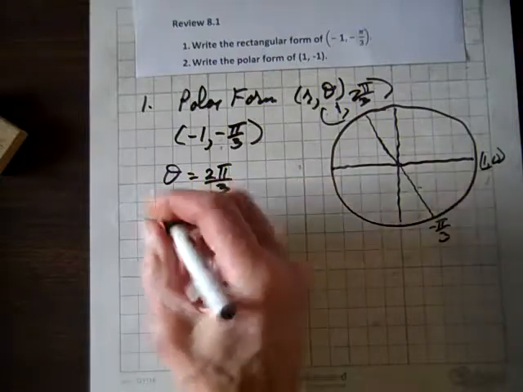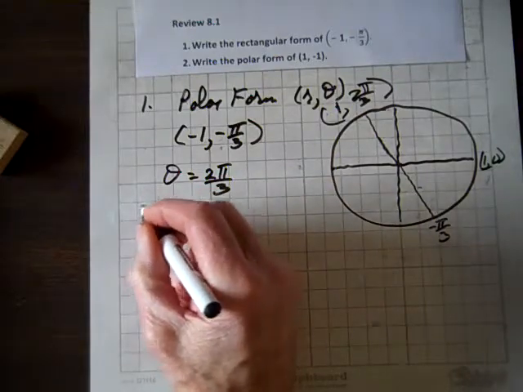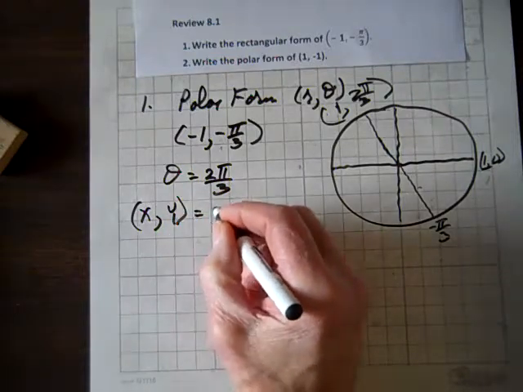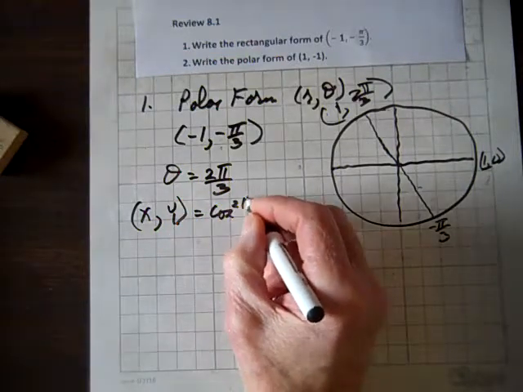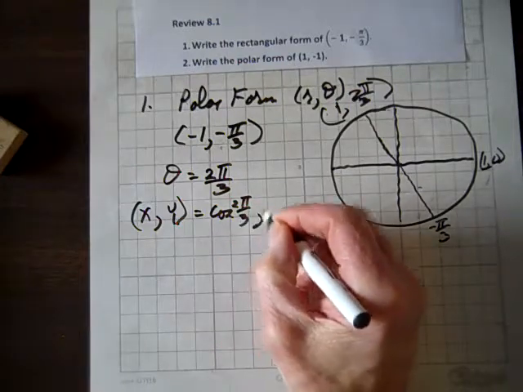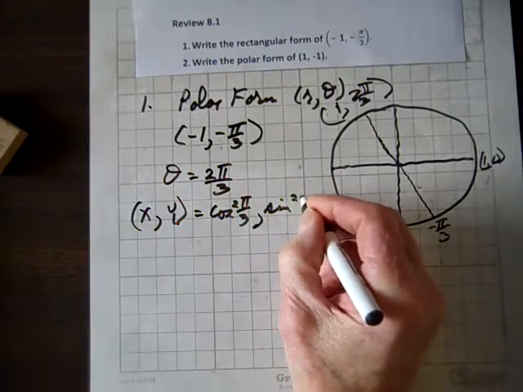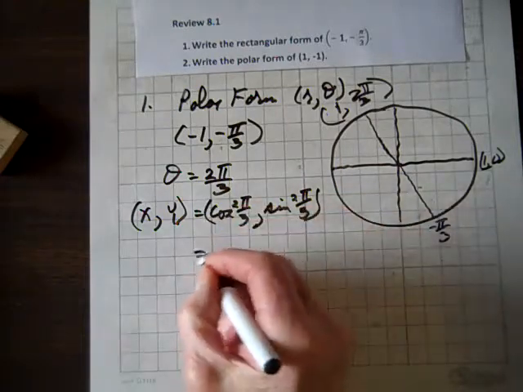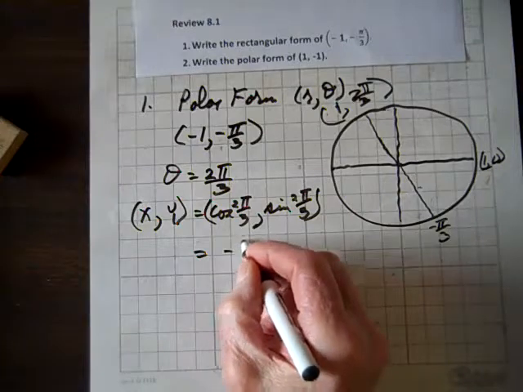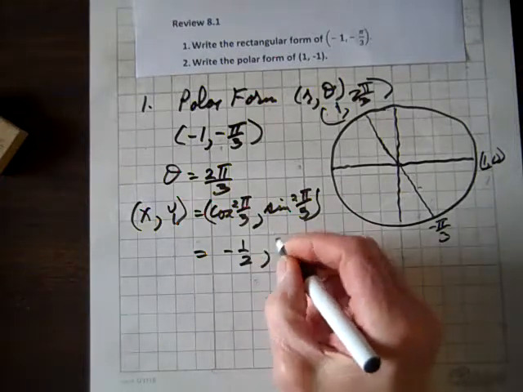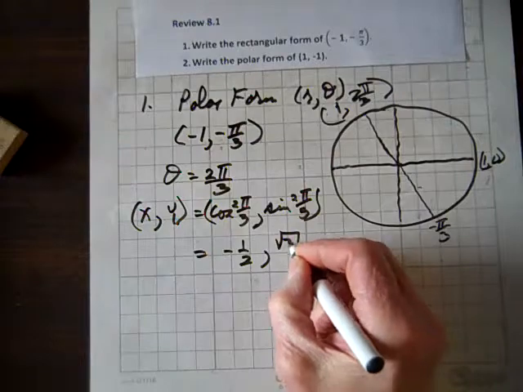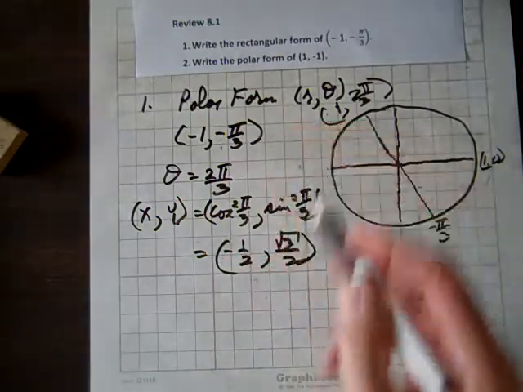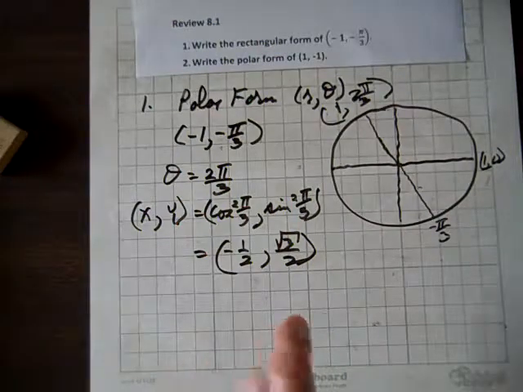2pi/3. So then the ordered pair (x, y) equals (cosine of 2pi/3, sine of 2pi/3). The radius is 1, and so the cosine of 2pi/3 is -1/2. And the sine of 2pi/3 is √3/2. And now we've written the initial offering in rectangular form.